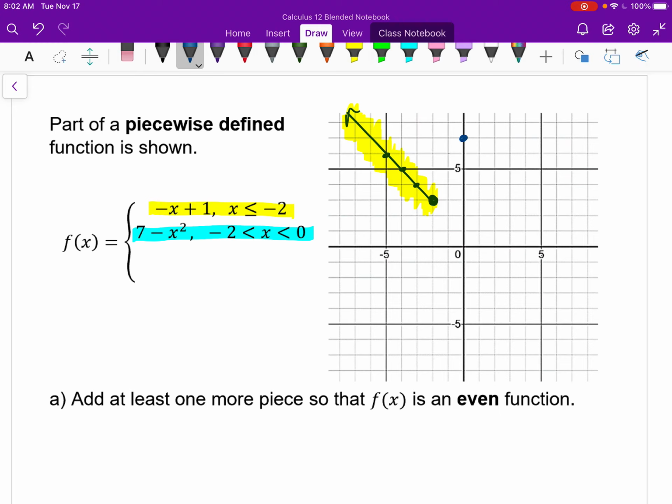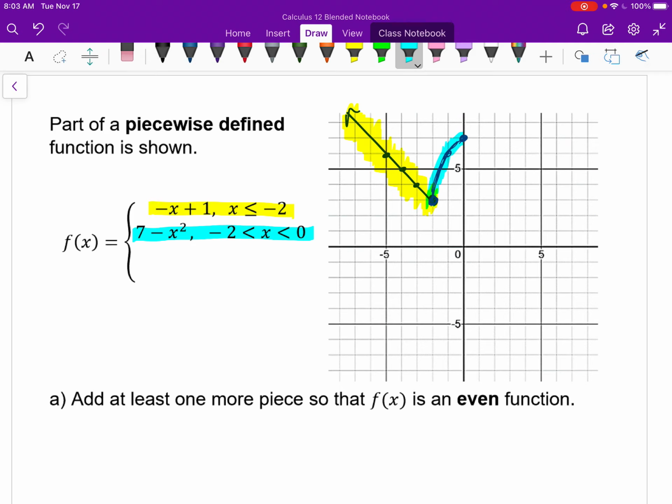There's no stretch, so I know it goes through these points. So it looks something like this over here. And then it actually stops, because if I look at my restriction, it's from negative 2 to 0 only. So I'll draw it up to there, and I'll erase these dots over here. There we go.